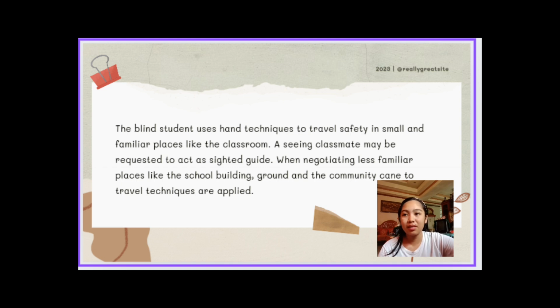So the next is the blind student uses hand techniques to travel safely in small and familiar places like the classroom. A seeing classmate may be requested to act as sighted guide when negotiating less familiar places like the school building, grounds, and community. Keen travel techniques are applied.